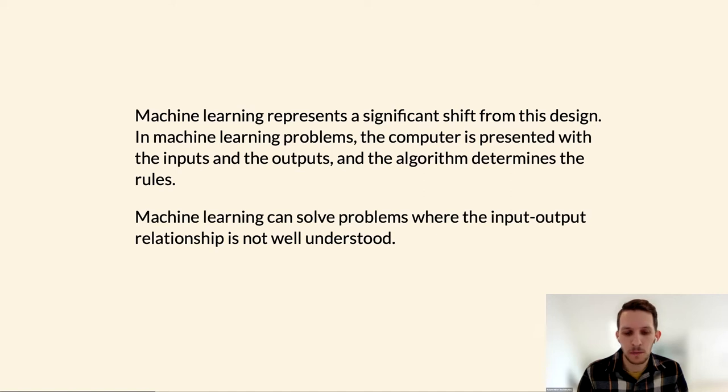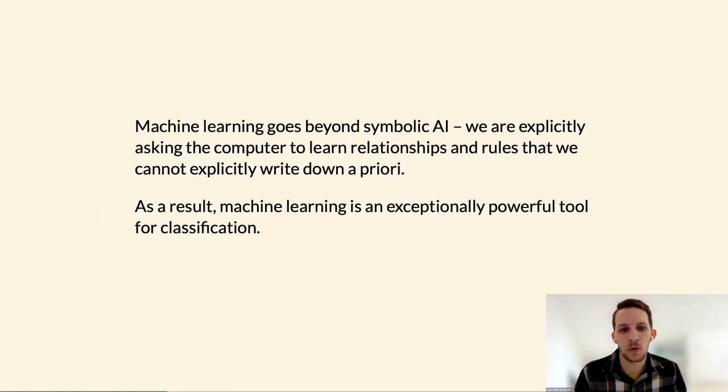And in this way, machine learning, unlike symbolic AI, is very good at solving problems where the input-output relationship is not particularly well understood. And so machine learning goes beyond symbolic AI, okay? Because we are asking the computer to learn relationships within the data and to learn rules that we otherwise do not know how to write down explicitly a priori. And like I just said, this means that machine learning is an exceptionally powerful tool for classification. And a lot of the huge gains that have occurred over the last several years have been in using machine learning methods to solve classification problems.